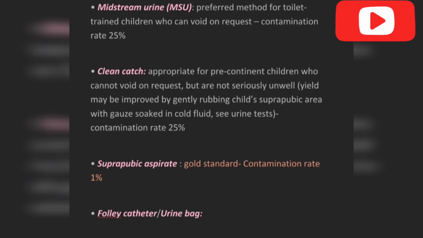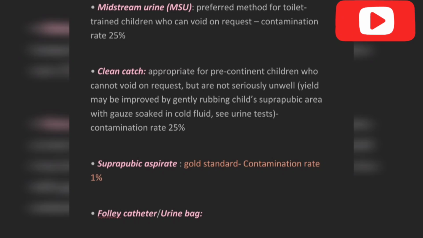But the gold standard method in collecting the urine sample is always suprapubic aspirate, because in suprapubic aspiration of urine we collect the sample with minimal contamination, and the contamination rate in suprapubic aspiration of urine sample is only 1%. And the last method of collecting the urine is the Foley's catheter. If the patient is unable to void or there is very little urine remaining in the bladder, we can catheterize the patient and collect the urine sample from the urinary bag.